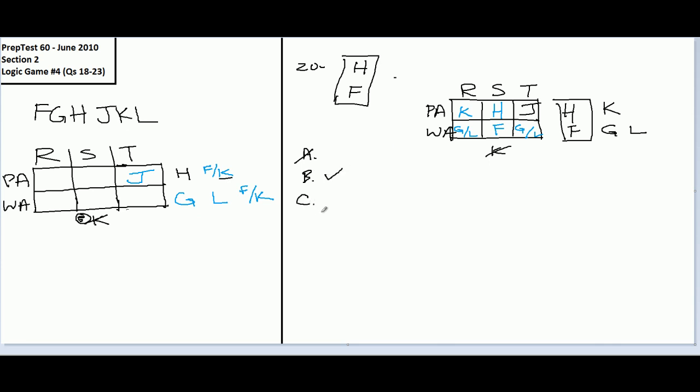Let's just double check. C. H is assigned to Romania. Can H ever be assigned to Romania? No, he's in Spain. Get rid of it. How about D? K is assigned to Tuscany. Can K be assigned to Tuscany? No, because he's up here, so he must go to Romania. Get rid of it. How about answer choice E? L is assigned to Spain. Can L ever be assigned to Spain? No, because H and F must go there. And so we've convinced ourselves that answer choice B is the correct answer to question 20.